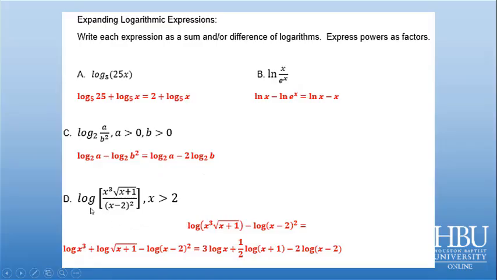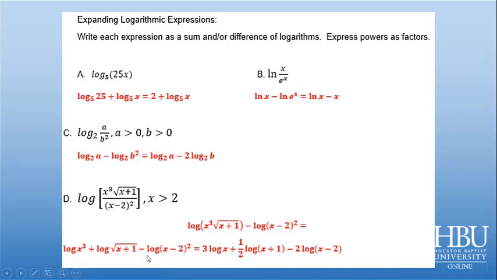I have the logarithm of a quotient. So it is the logarithm of the numerator minus the logarithm of the denominator. But my numerator, x cubed times square root of x plus 1, is a product. So the log of that product is the sum of the logs, the log of x cubed plus the log of the square root of x plus 1, minus the log of the denominator here, x minus 2 squared.